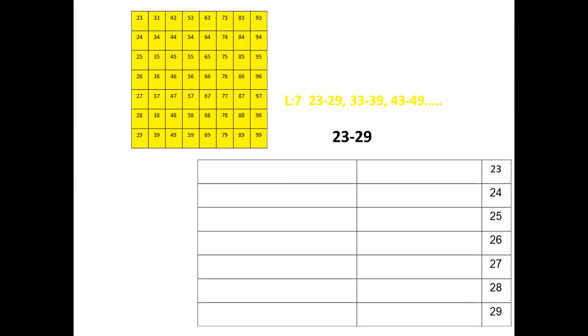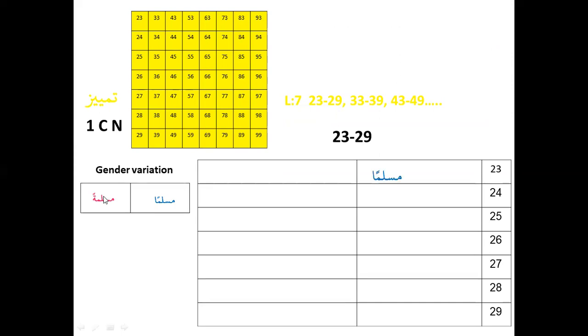Now, let's look at this. So 23 to 29. Let's write the tamyiz first, which is your 1CN, which is musliman and muslimatan. So let's write musliman first. Okay, now 23. So let's write 20 first. How will you write 20? Ishruna. Now 3.